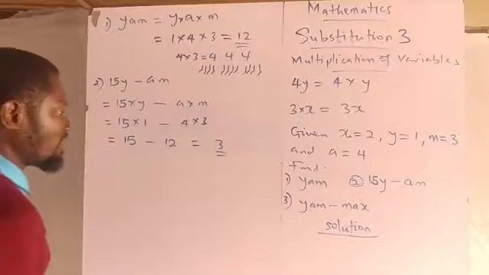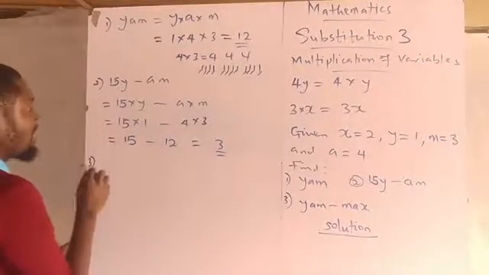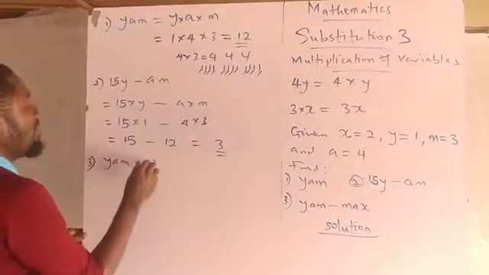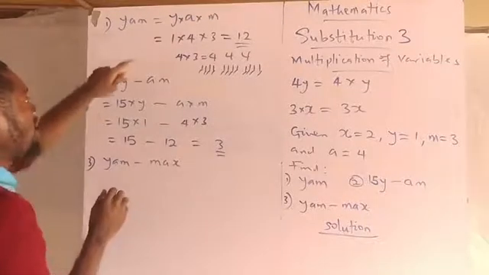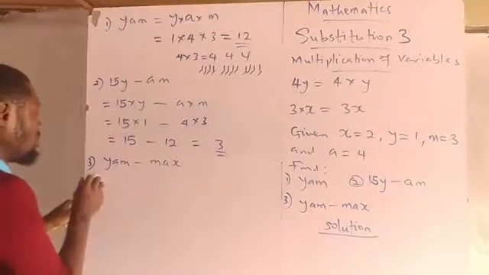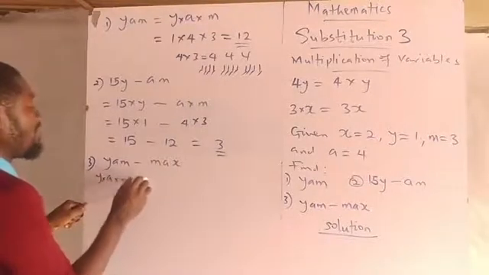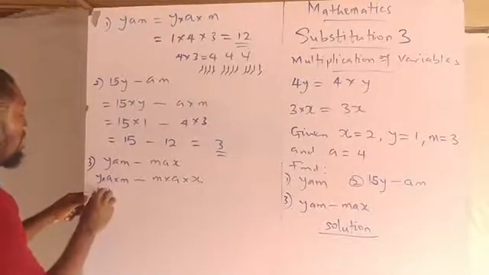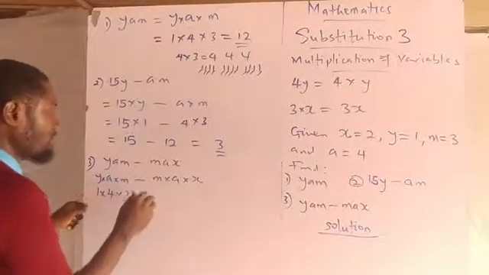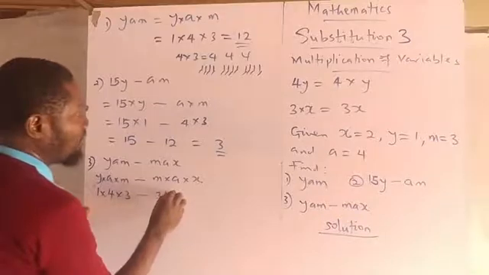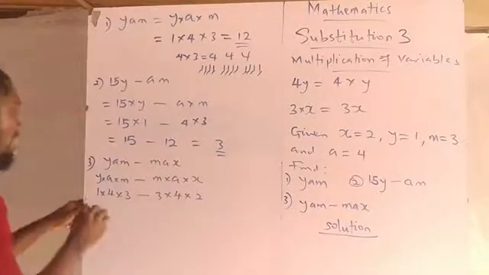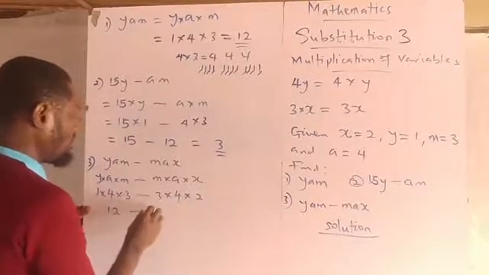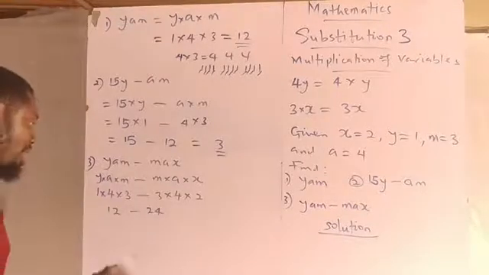Let's quickly do number 3. Yam take away max. We've already done yam, which gave us 12, but let me still write it out. This is y times a times m minus m times a times x. We have 1 times 4 times 3 minus 3 times 4 times 2. Here we have 12, since 4 times 3 is 12, and 12 times 2 is 24. So what we have here is 12 take away 24.